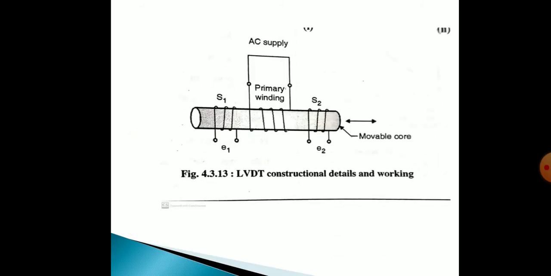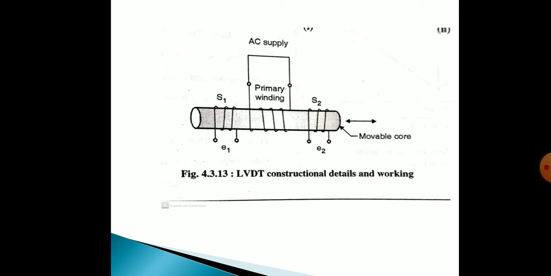The two secondary windings have the same number of turns and are connected in series opposition. These windings are placed symmetrically as shown in the figure. The core is at the center and it can move axially. The primary winding is connected to an AC source. The frequency of the source may range from 50 Hz to 20 kHz. The typical frequency used is 8 kHz.